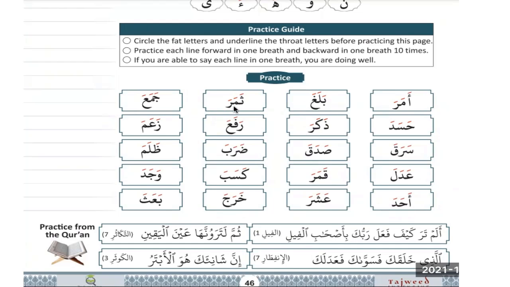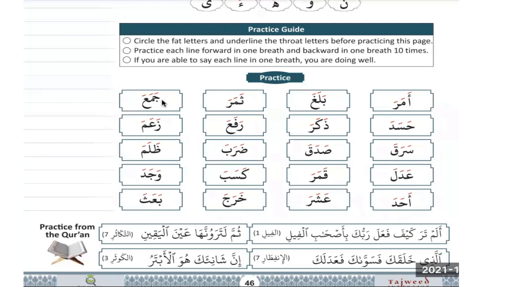Again, thamara. Tha with the 3 dots, tha a light letter, mim fatha, ma a light letter, ra fatha, ra a conditionally heavy letter. Thamara. Then jim fatha ja, mim fatha ma, jama, ain fatha a, jama'a.